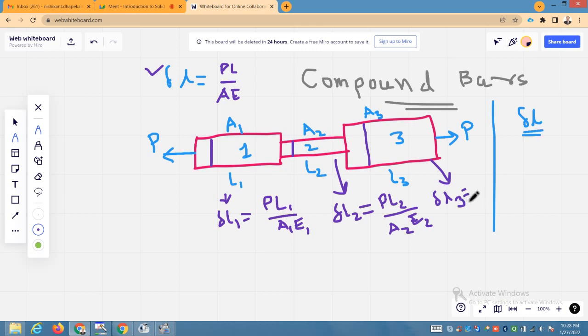Can anyone tell me how to calculate the area of a circular section? Can anyone tell me? Sir, pi r square. Okay, and r equal to d by 2, so pi by 4 into d square. Right?